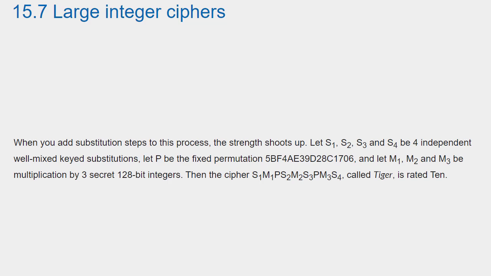Let S1, S2, S3 and S4 be 4 independent, well-mixed keyed substitutions. Let P be the fixed permutation, 5BF, 4AE, 39D, 28C, 1706, and let M1, M2 and M3 be multiplication by 3 secret 128-bit integers. Then the cipher S1M1 PS2 M2 S3 PM3 S4, called Tiger, is rated 10.